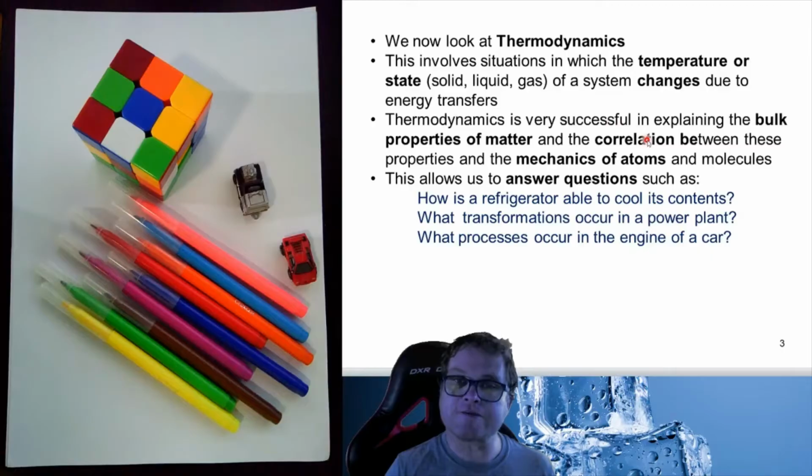Thermodynamics is very successful in explaining the bulk properties of matter and the correlation between these properties and the mechanics of atoms and molecules. What they're referring to here by bulk properties of matter is, perhaps you pick up your branding iron which has been in the fire and you feel that it's very hot. Then thermodynamics is able to explain that bulk property, the fact that it feels hot, by relating that to what's happening at the atomic level with the atoms and the molecules in your branding iron.